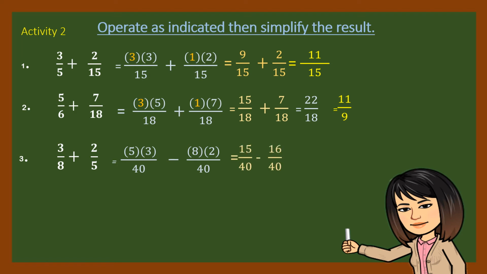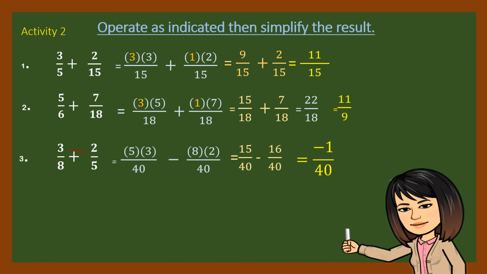Next, simplify the numerator. This is 5 times 3, which is equal to 15. 8 times 2 is 16. Okay. Hindi pala to addition. This is subtraction. Ico-correct na natin to habang maaga. Hindi to addition.